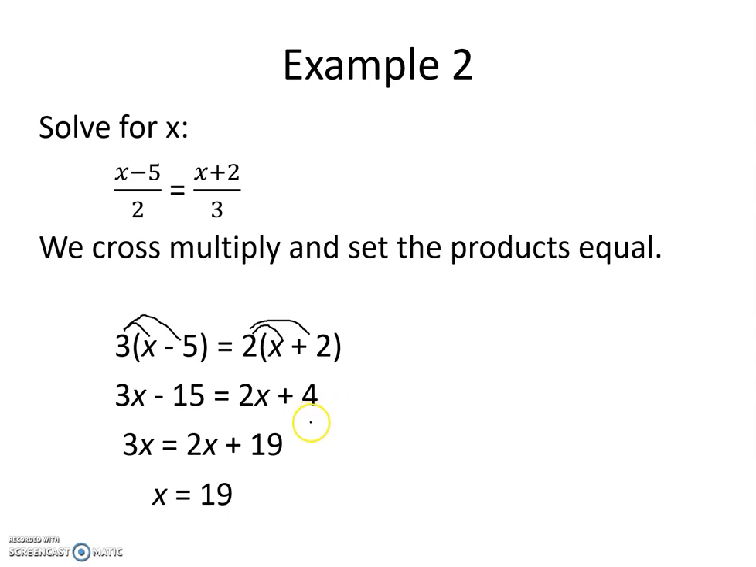Combining like terms, we take the 15 over to the right side of the equation by adding 15 to both sides, and we're left with 3x equaling 2x plus 19. Continuing to combine like terms, we subtract 2x from both sides, and we're left with x equaling 19.